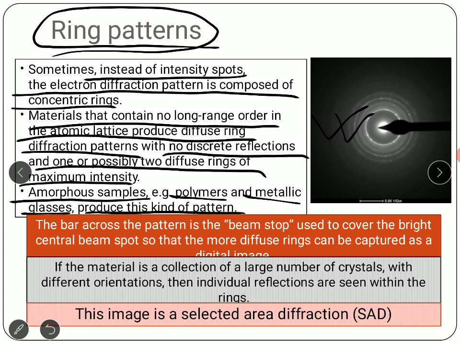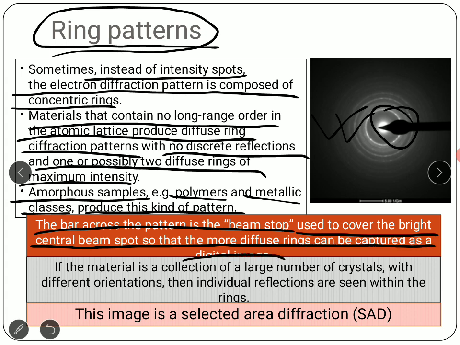There are some important points to note here. You basically have this, which you see most of the time. This is called the beam stop. If the central point is very intense, the diffused rings are usually not observed. So this beam stop is used to cover the bright central beam spot, so that more of the diffuse rings can be captured as a digital image. We don't need too much brightness. If we have too much brightness, then we cannot differentiate what the diffuse ring looks like, or if diffuse rings are present.